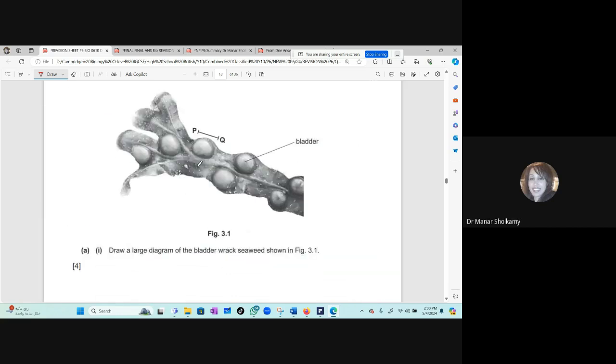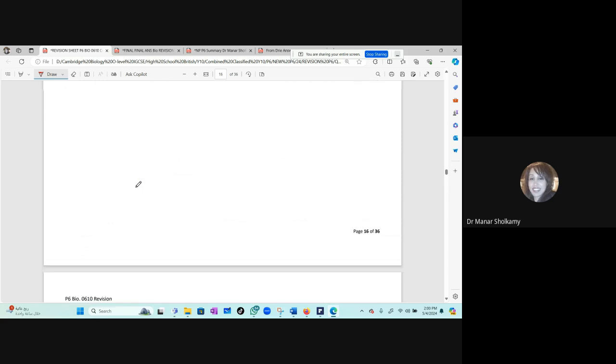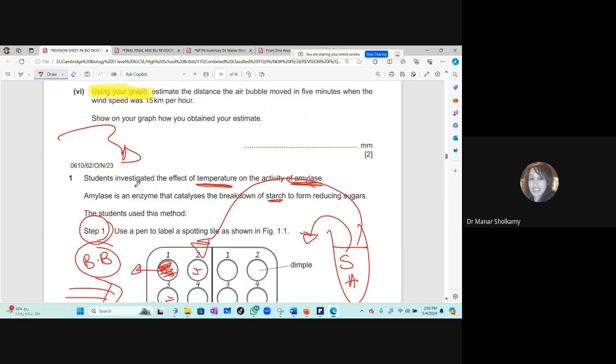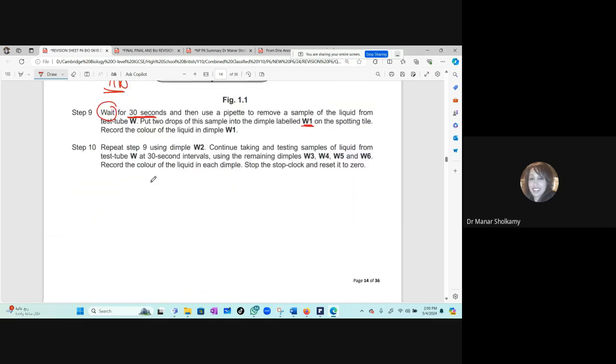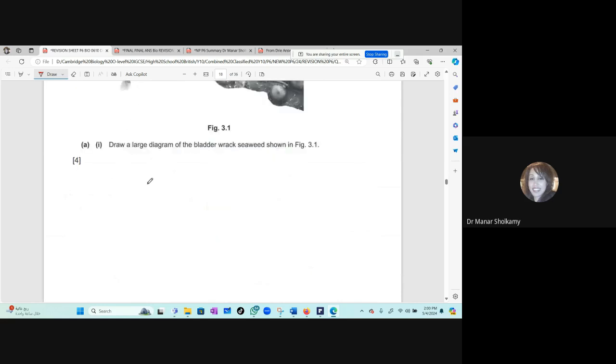Now, this was a horrible drawing. I thought it was really, really hard. Which exam was this? It was a 23 exam, November 23. The drawings are getting harder. So please practice the drawings. Now, even I found it hard.